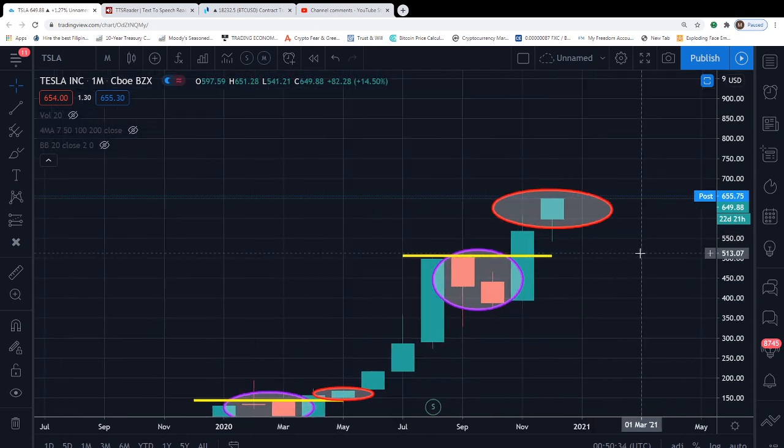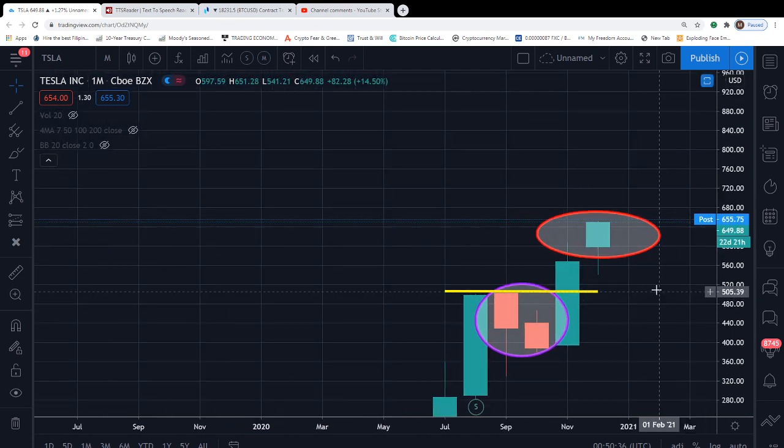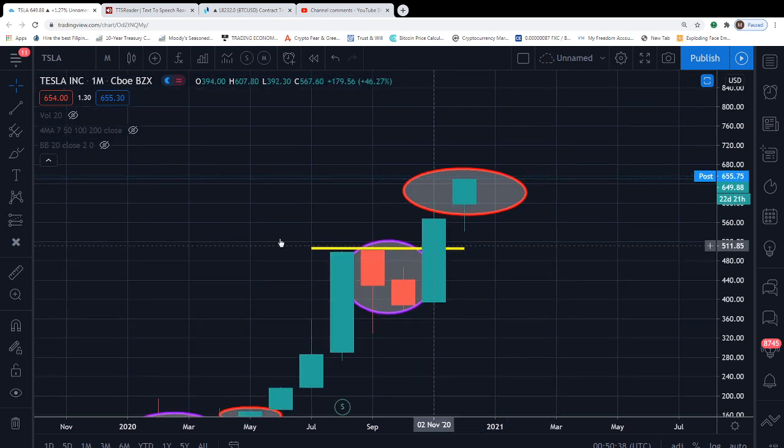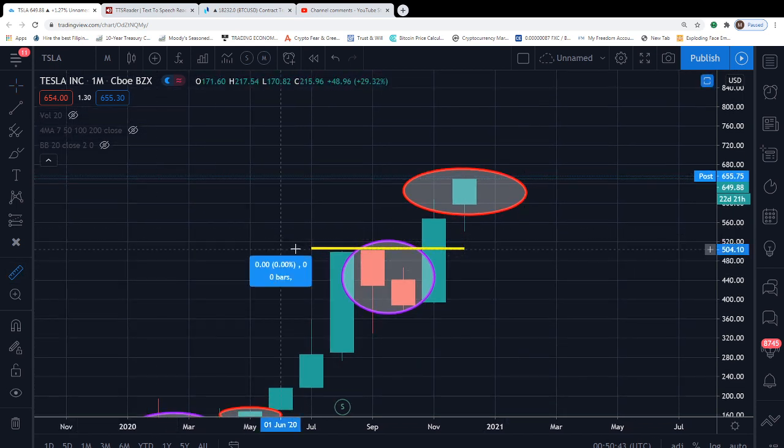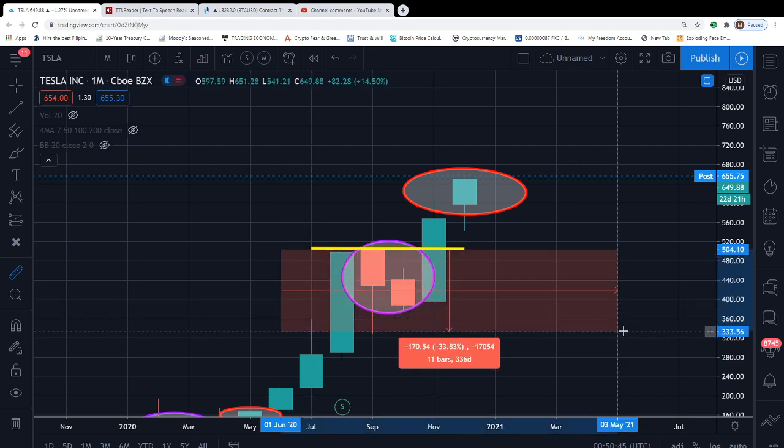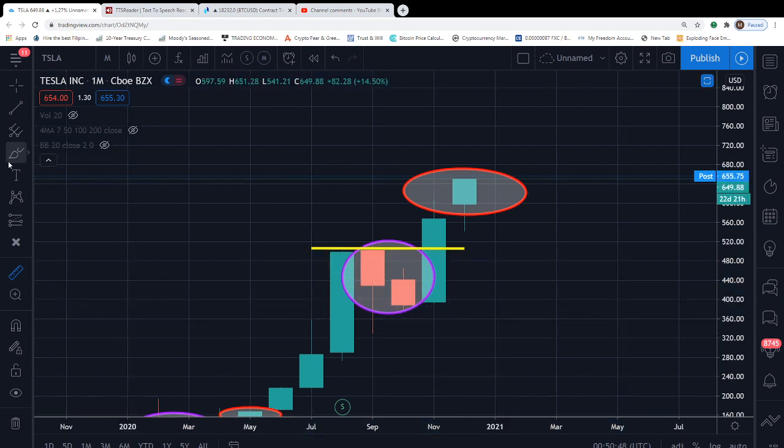So this is kind of the setup that we're looking at right now, guys. If we're still within the fractal, it could play out as it did in the past. Let's do the same thing. Let's measure the retracement in the purple retracement phase here. And this one is about 34%. That's the first part of the fractal.